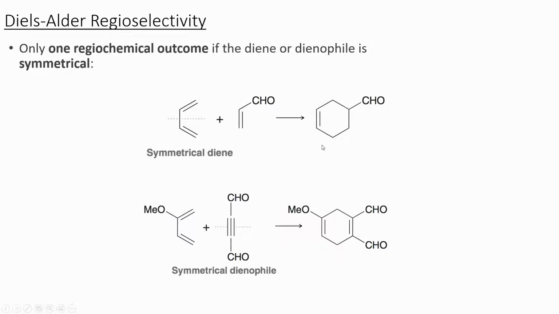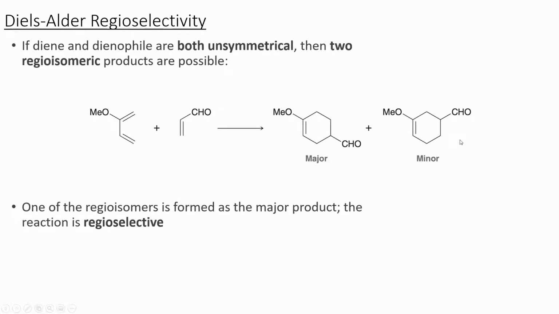The only time we have to worry about regiochemistry of the Diels-Alder reaction is if we have an unsymmetrical diene and an unsymmetrical dienophile. So in this case, we have a diene with one substituent and we have a dienophile with one substituent. And depending on the orientation of the two, we could obtain two potential products.